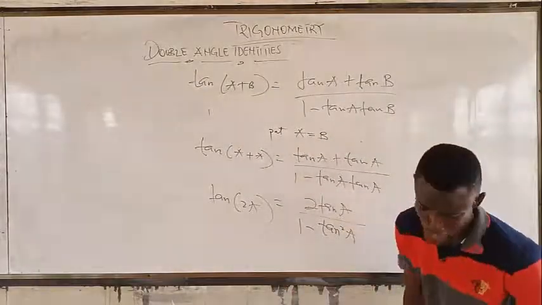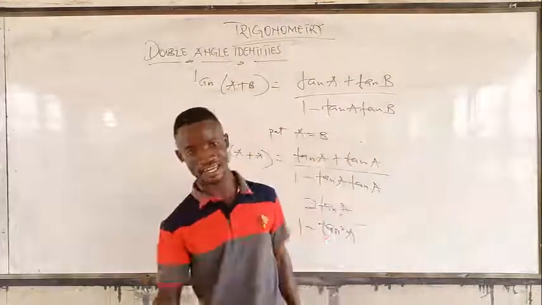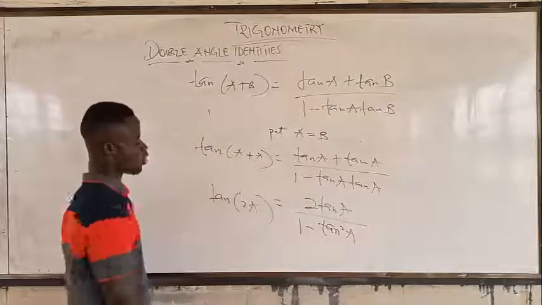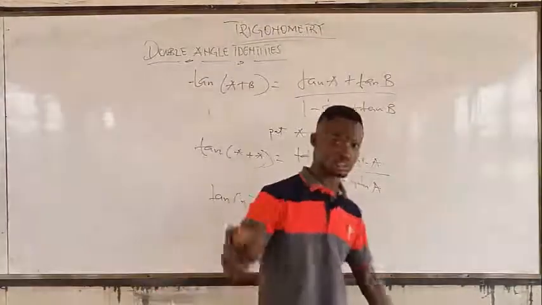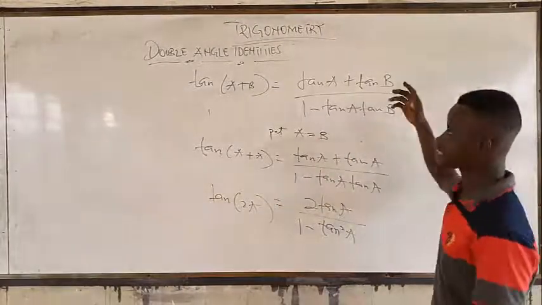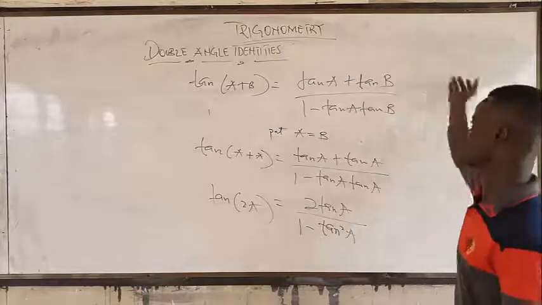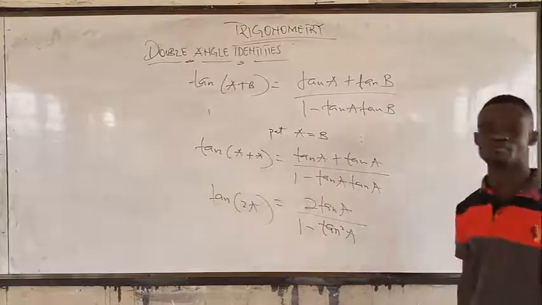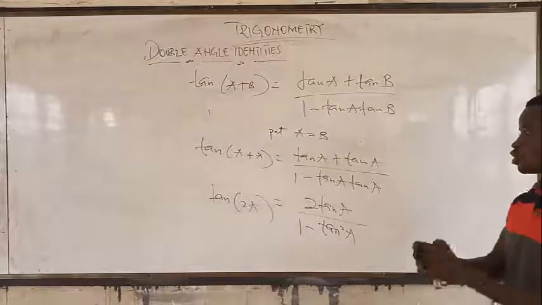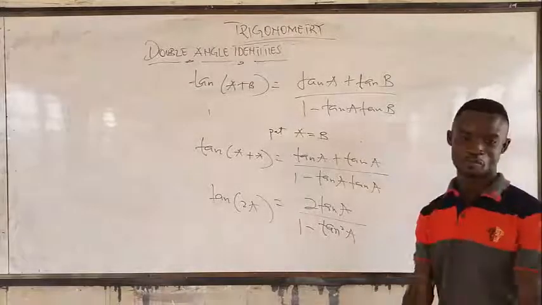So you see, it's not by chewing formulas, okay? It's about understanding it so that even if you are in the exam hall and you need the double angle for tan 2A and you have forgotten it, you can just go for the formula for tan A plus B, then replace the B in it by A, and you get your double angle for tan 2A. Very good, I love it.